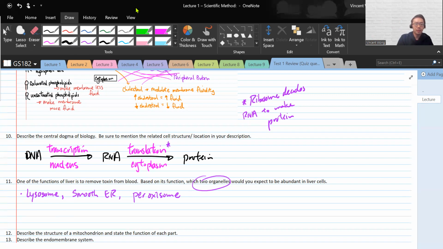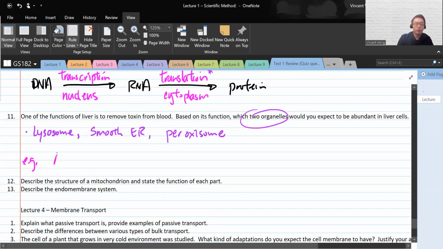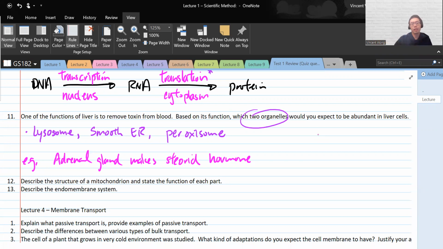I don't know if you caught the whole thing. I was saying, for example, adrenal gland makes steroid hormone. So which organelle would be abundant in the adrenal gland cells? Which organelles would you have a lot of? What do you guys think?